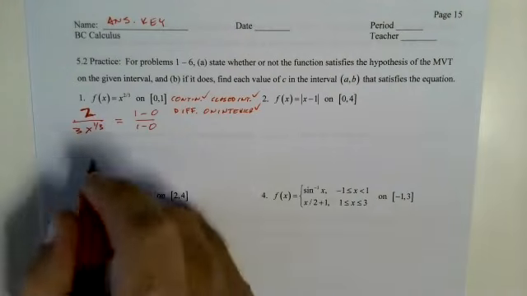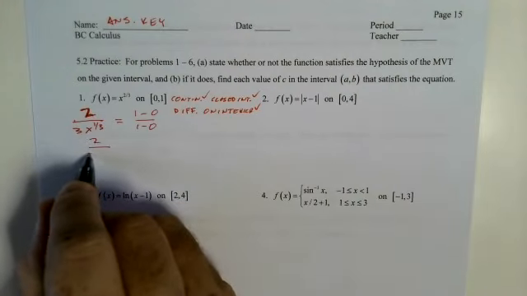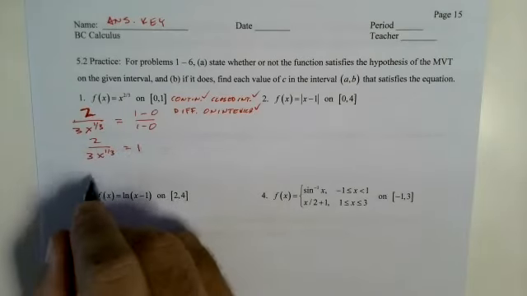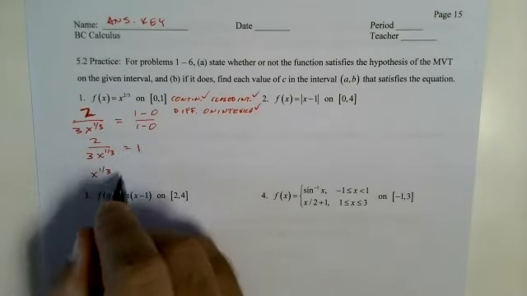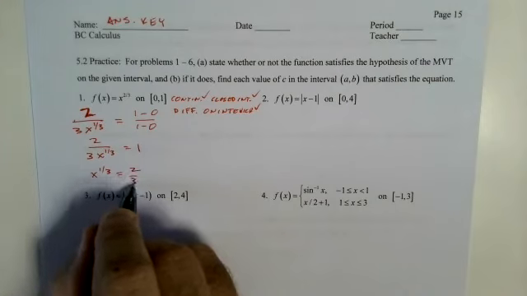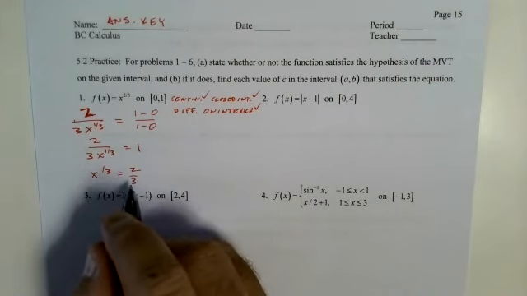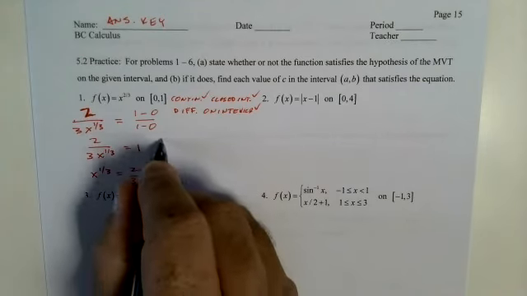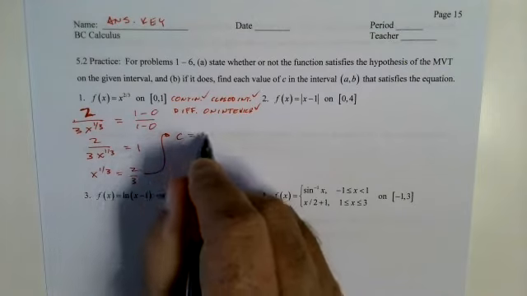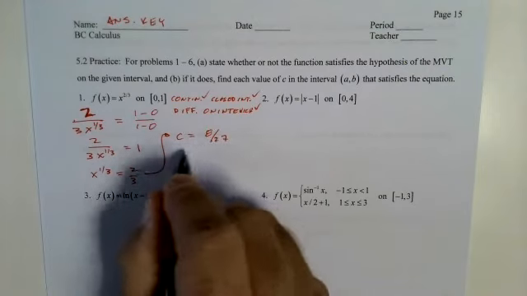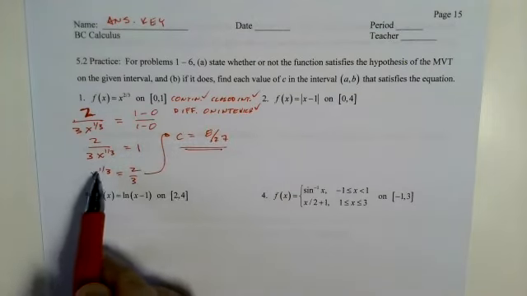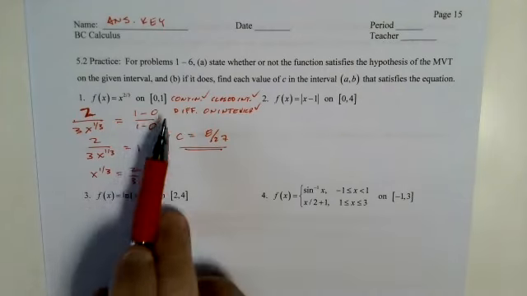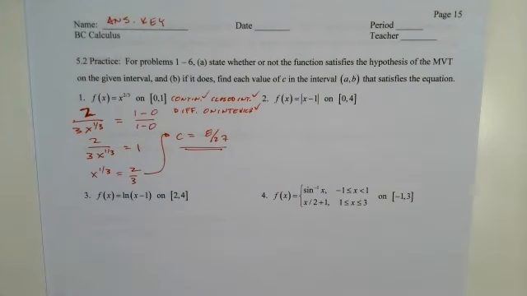So off we go. 2 over 3 x to the 1/3 equals 1. X to the 1/3 equals 2/3. So, yeah. This happens when c equals 8 over 27, because 8 to the 1/3 is 2, and 27 to the 1/3 is 3. And that's in between this interval, so we're good.